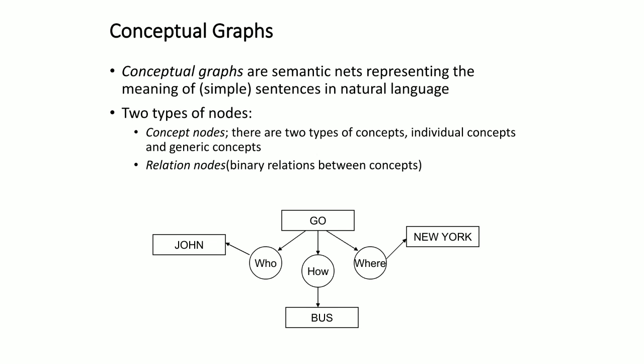If John is going to New York by bus, then who, how and where? From this sentence, we can tell who is going to New York, how he is going to New York, and where he is going.